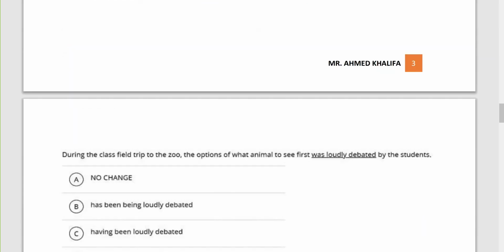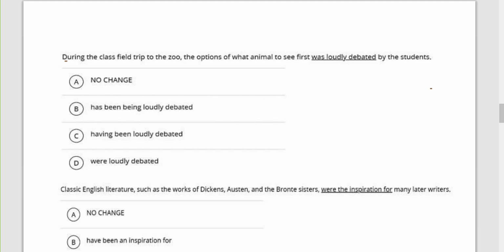Let us go to number 4. And I need Zahwa. During the class field trip to the zoo, the options of what animal to see first was loudly debated by the students. Tell me. Let us agree in this part that's a prepositional phrase, okay? During the class field trip to the zoo, just forget about it. The main subject is the options. What about of what animal to see first? That's again a prepositional phrase.